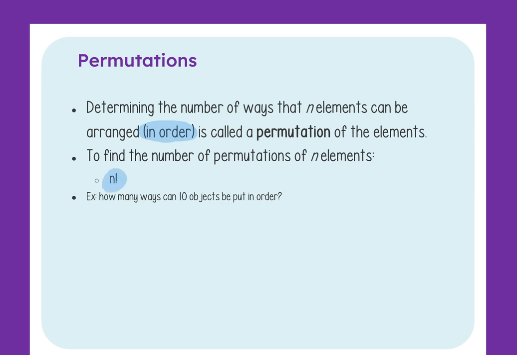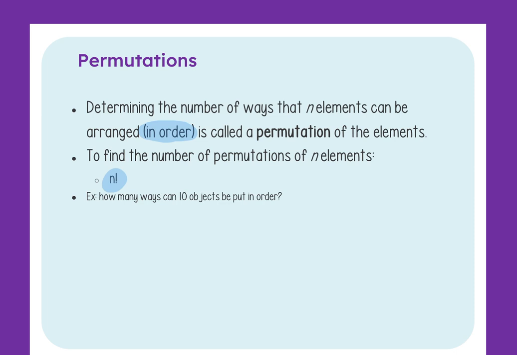So you have to pay attention to the wording of these things. If you are being arranged, if you are being put in order, if something is being placed on a shelf, people are being arranged in a photo, you are finishing a race first, second, or third, in a specific order, those are all considered to be permutations, okay?